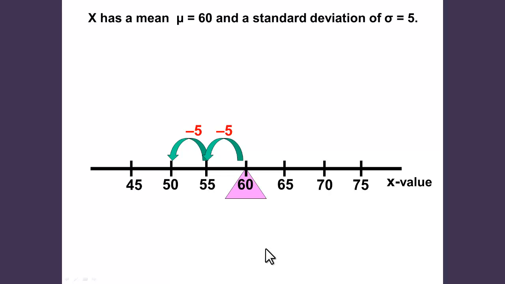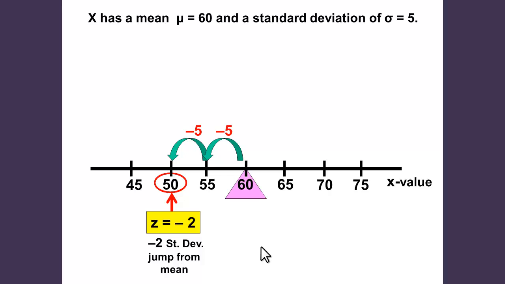1, 2 standard deviation jumps to the left, or negative jumps. This will move us to the x value of 50, which corresponds to z equals -2, -2 standard deviation jumps from the mean.